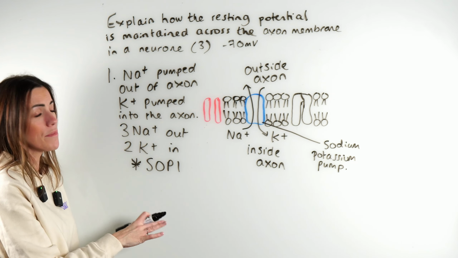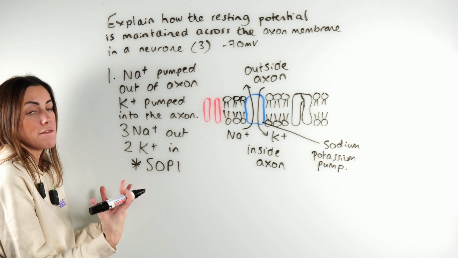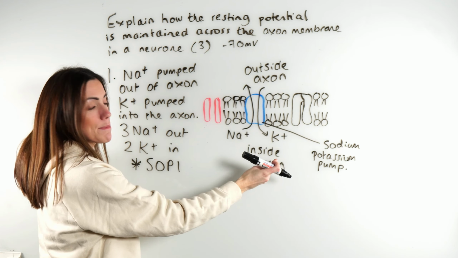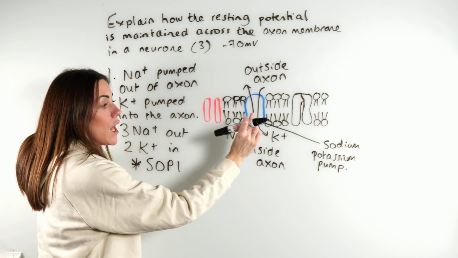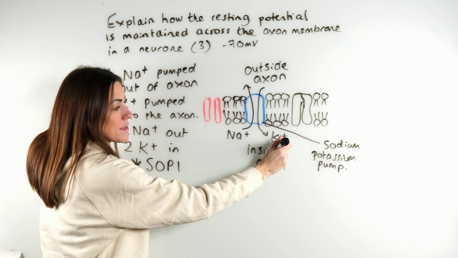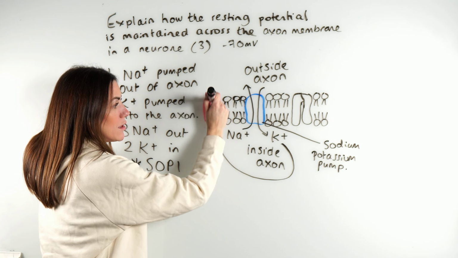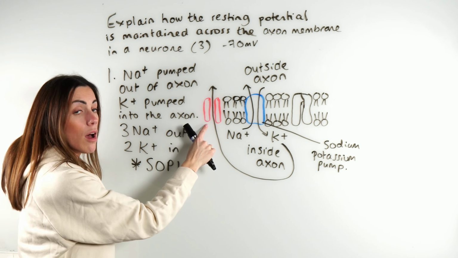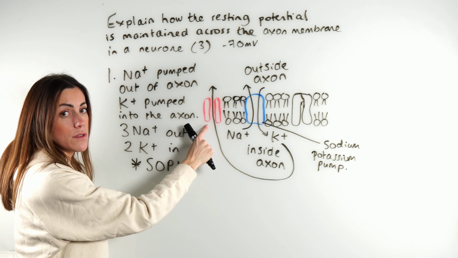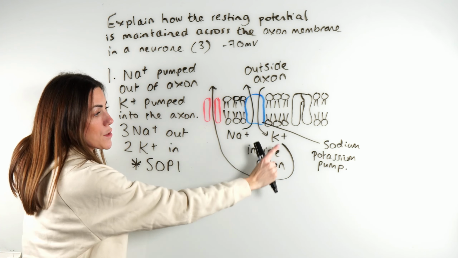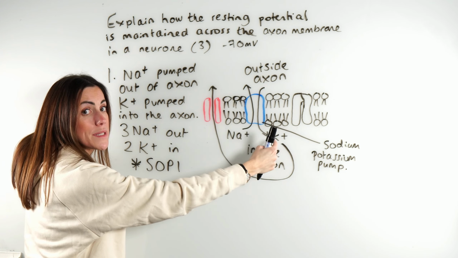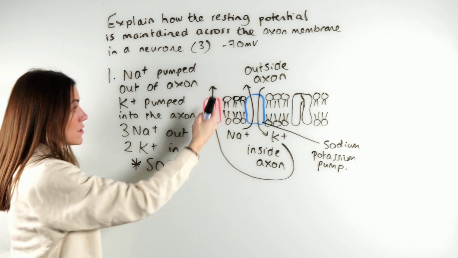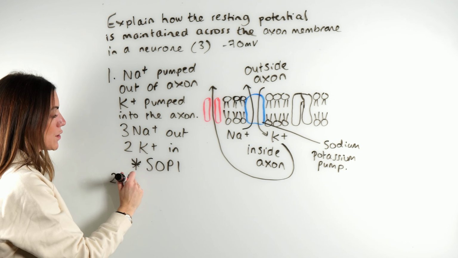That's marking point 1, but we're not going to stop there because that's just the first thing that we need to talk about. You've got sodium ions being pumped out, you've got potassium ions being pumped in, but a lot of potassium ions will then go on to diffuse out of the axon because a lot of the potassium ion channels are open. So potassium ions, once they've been pumped in, they will start to diffuse back out. So I'm going to put that as marking point 2.